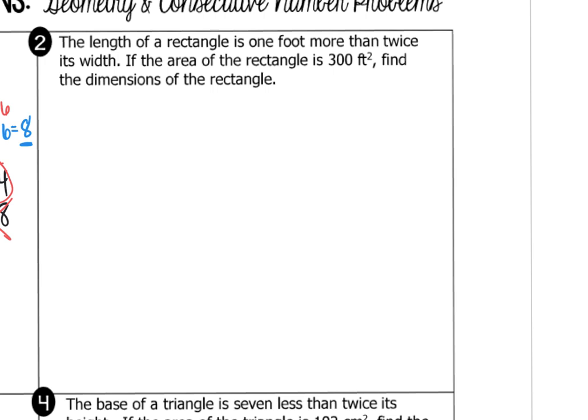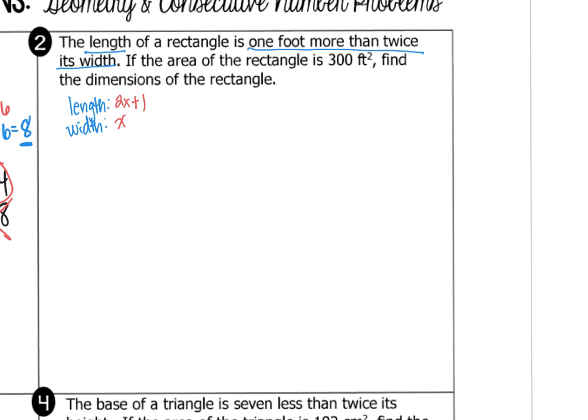Okay, on number 2, it says the length of a rectangle is 1 foot more than twice its width. So let's go over here to the side and we're going to label length and width. Now it's telling us that the length is 1 more than twice the width. We are comparing to the width this time. So we're going to say the width is x. Again, the one we compared to gets to be x. The length is 1 more than twice the width. We would say twice the width would be 2x and then plus 1.